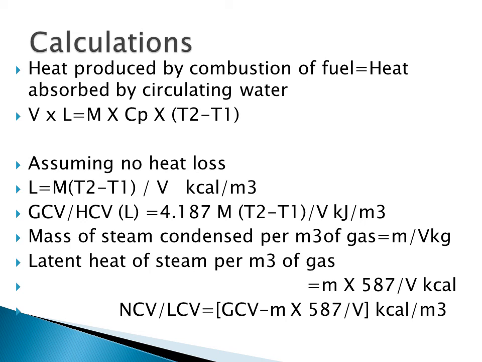What will be its latent heat? We have to multiply it by 587. So the latent heat of steam condensed per meter cube will be m into 587 upon V, in terms of kilocalorie. If we subtract this from the GCV, we get the NCV or LCV, which is practically how much heat we are getting. So NCV or LCV is equal to GCV minus m into 587 upon V. This is the formula for Boy's gas calorimeter.